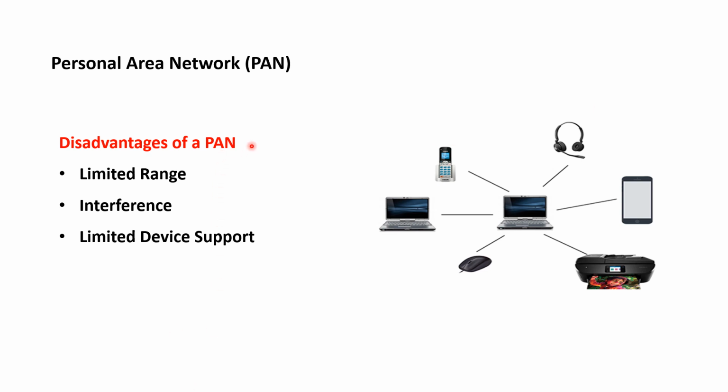Some of the limitations of PANs are that they are limited to very short distances, usually within 10 meters, making them unsuitable for longer range communication. Wireless PANs, especially those using Bluetooth, can be affected by interference from other wireless devices or networks. Some PANs can only support a small number of connected devices simultaneously, especially if the network is wireless and uses low power protocols.